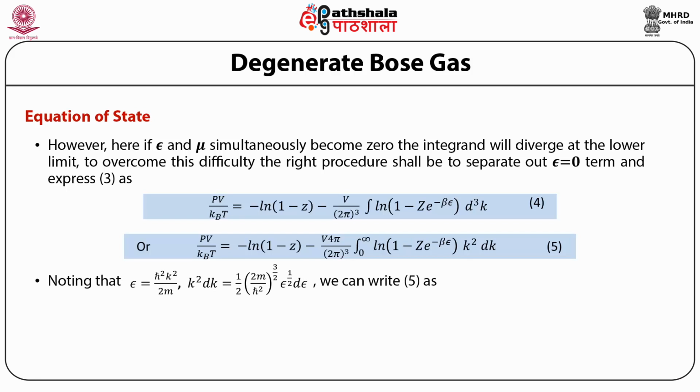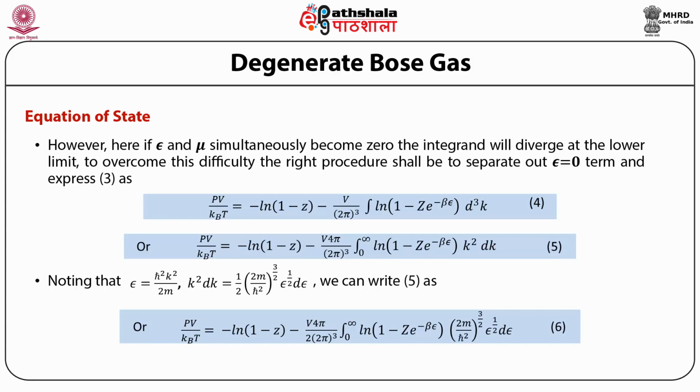Noting that epsilon is equal to h bar square k square upon 2m, k square dk is equal to 1 upon 2 (2m upon h bar square) raised to power 3 by 2 epsilon raised to power half d epsilon, and we can write equation 5 as PV upon kBT is equal to minus log of 1 minus z minus V 4 pi upon 2 multiplied by (2 pi) whole cube integral from 0 to infinity log of 1 minus z e raised to power minus beta epsilon into (2m upon h bar square) raised to power 3 by 2 into epsilon raised to power half d epsilon.